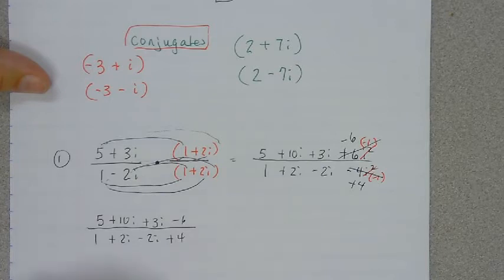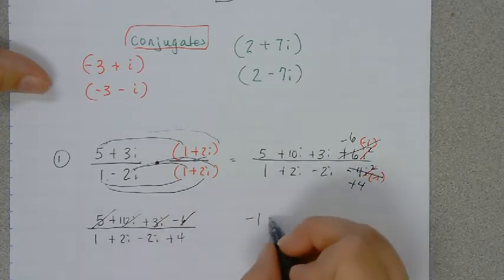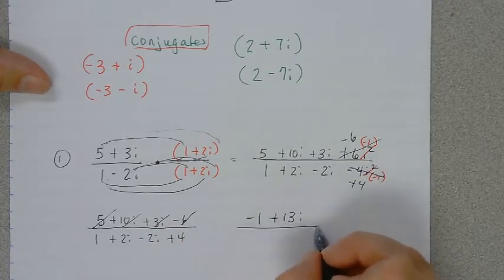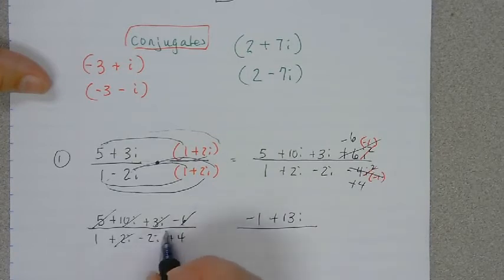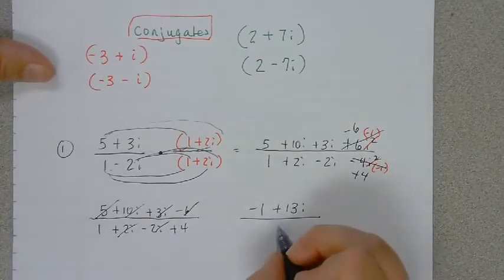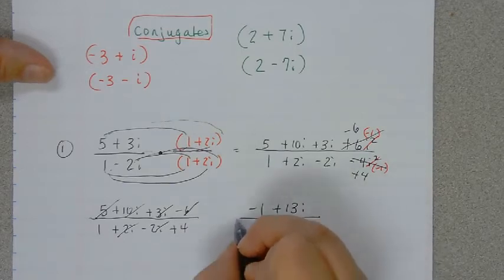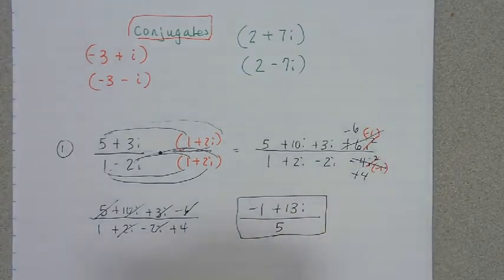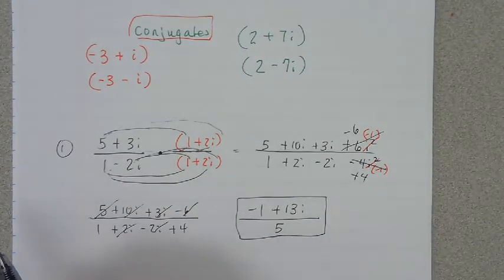So let's put our like terms together. On top I have 5 and negative 6, that turns into negative 1. 10i and 3i is 13i. On the bottom, the positive 2i and the negative 2i cancel. That's what I wanted to happen. And then I just have 1 plus 4, which is 5. So this would be my answer. I know I'm finished because I don't have any imaginaries in my denominator.